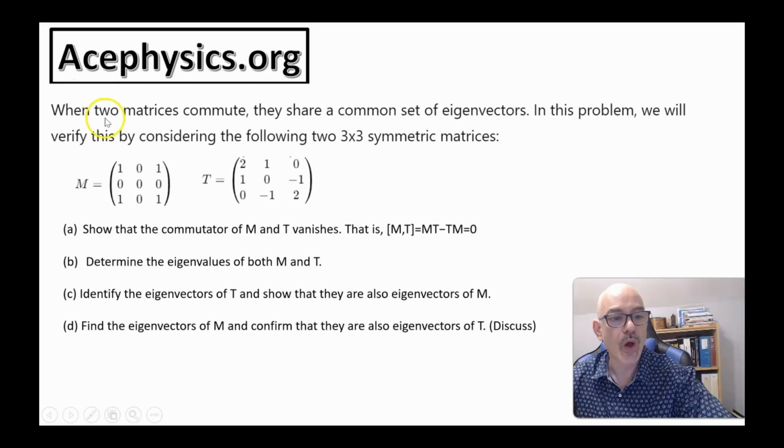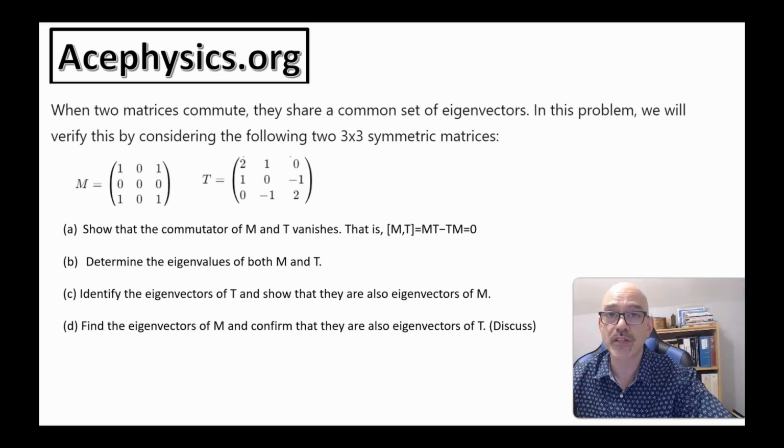When two matrices commute, they share a common set of eigenvectors. In this problem, we will verify this by considering the following two 3x3 symmetric matrices. Here's matrix M. As you can see, it's symmetric. Here's matrix T. It's a 3x3 matrix, and as you can see, this is symmetric. By the way, both of these matrices are real.